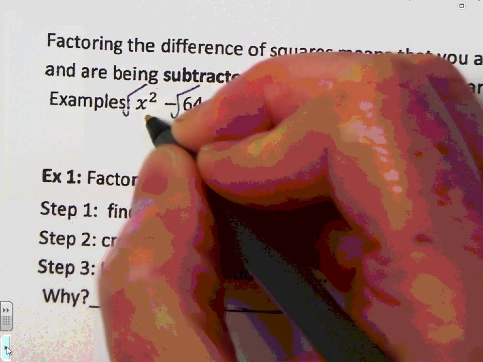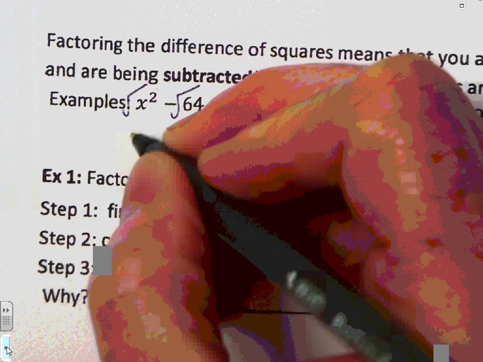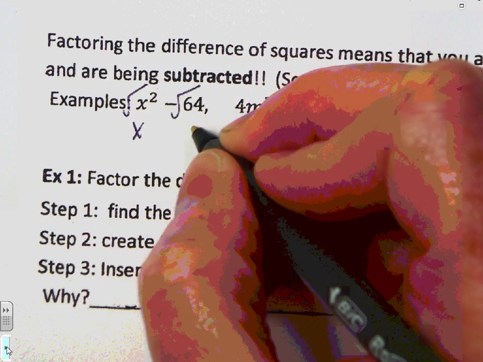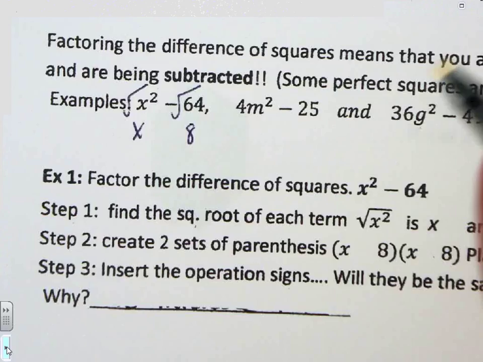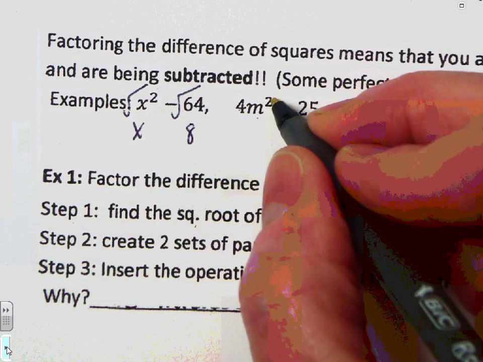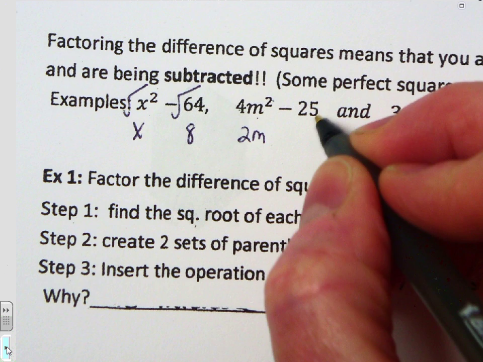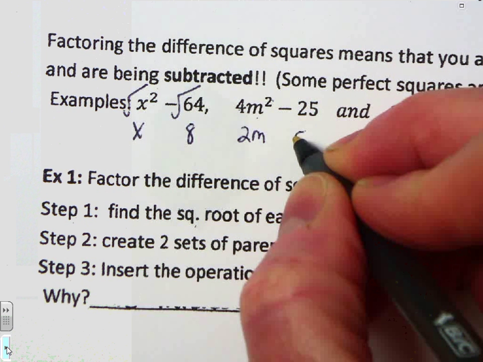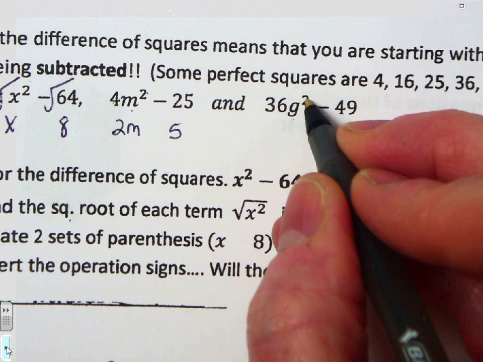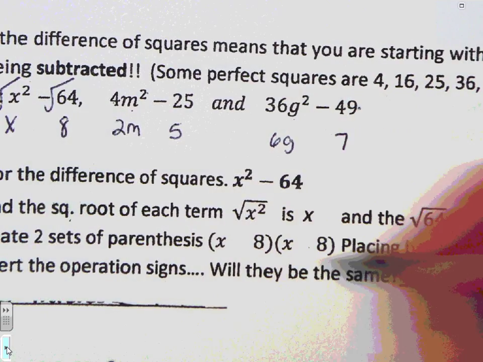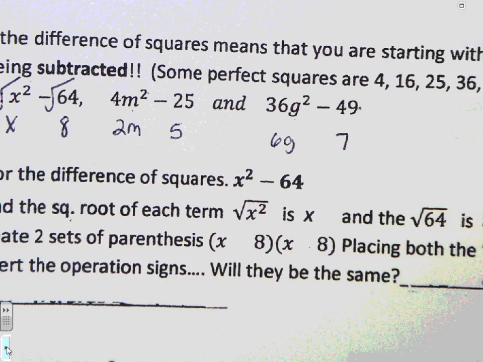What is the square root of x squared? X. What is the square root of 64? 8. Pretty straightforward, right? What is the square root of 4m squared? Not a 2, just a 2m. And 25 would be a perfect square. 36g squared would be 6g, and 49 would be a perfect square. It's pretty easy to find those answers, right?